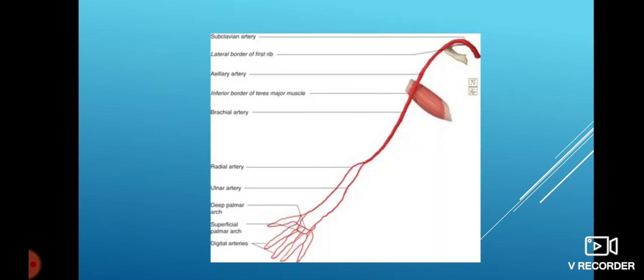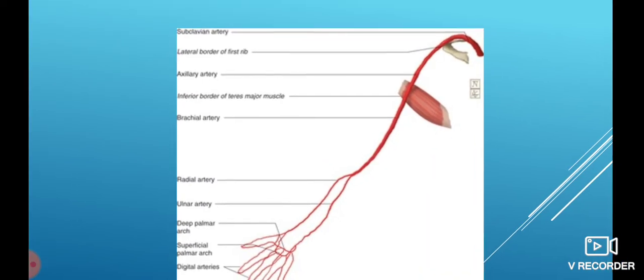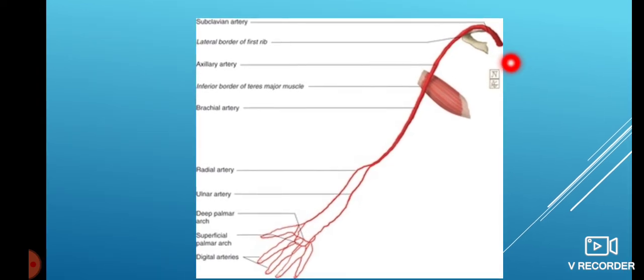Now this picture shows the supply to the upper limb. You can see the subclavian artery is present up to the outer border of the first rib, then from there to the teres major is the axillary artery, then this is the brachial artery, then you can see the radial and ulnar arteries going inside the palm and forming the palmar arch. From there digital branches arise that go to the digits of the fingers.